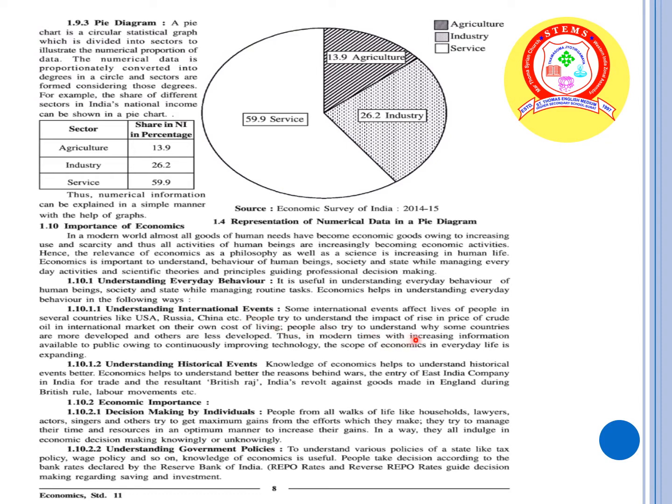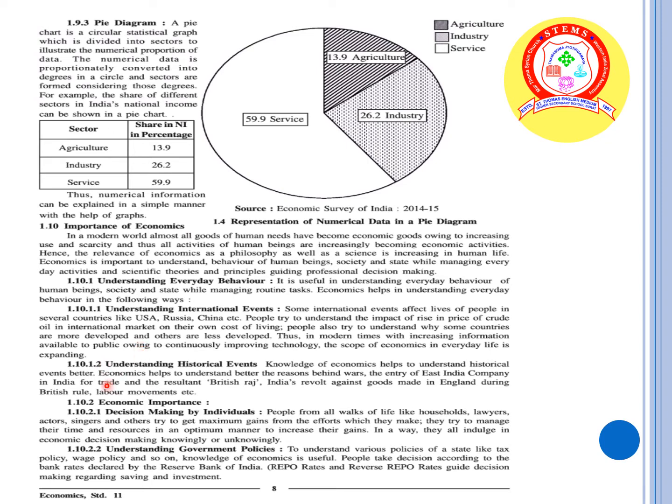So people also try to understand why some countries are more developed. The reasons behind some countries being more developed and some countries being underdeveloped, which are below average, or you can say on the poverty line. Such countries can also understand the reasons behind such a development process. So that is why economics is more important in the country and overall in the area.